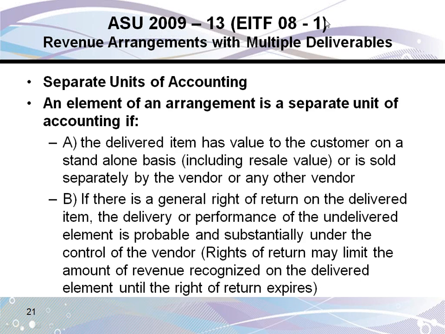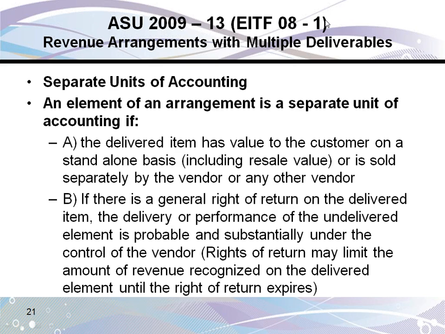So there's a multitude of ways you can evaluate whether an item has standalone value or standalone basis to the customer. In addition to that, if there's a general right of return on the delivered item, the delivery or performance of any undelivered elements needs to be probable and under the control of the vendor. So if it's just a matter of the vendor sending it and there's nothing that would impede that, then that's not going to impact our ability to separate out a unit.